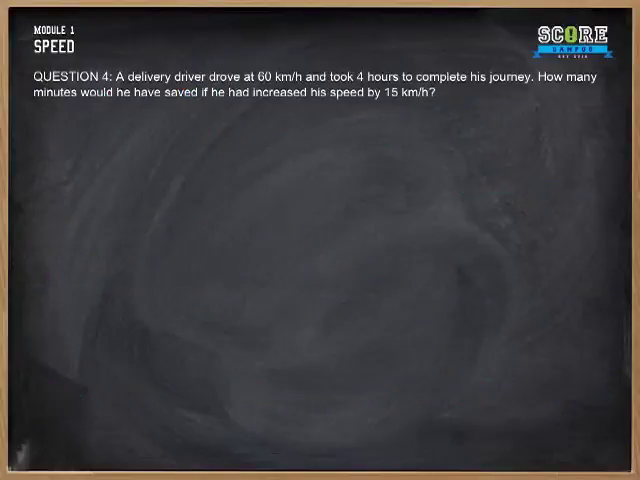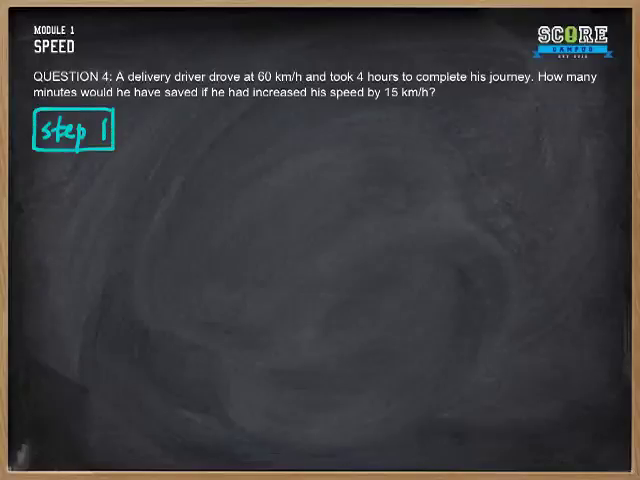Question 4. A delivery driver drove at 60 kilometers per hour and took 4 hours to complete his journey. How many minutes would he have saved if he had increased the speed by 15 kilometers per hour? So the first step to do is this. Write down the information you know. Then you know what is the missing value, and then you can calculate it based on the DST triangle.